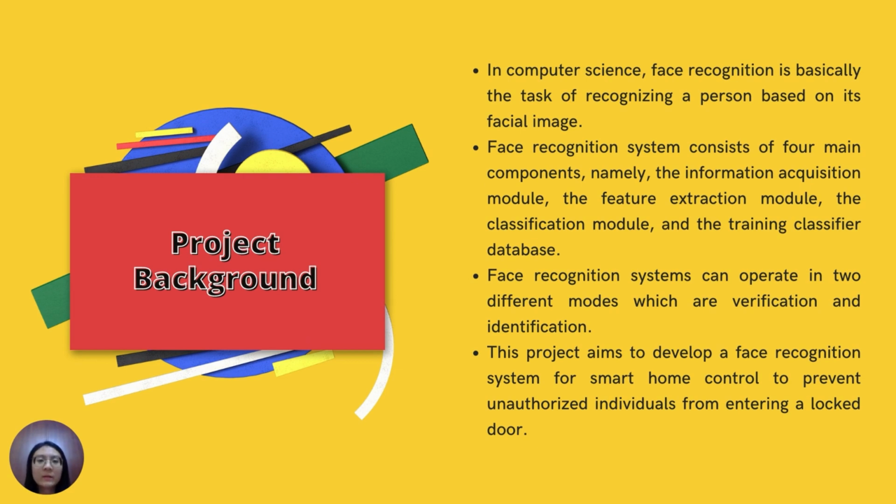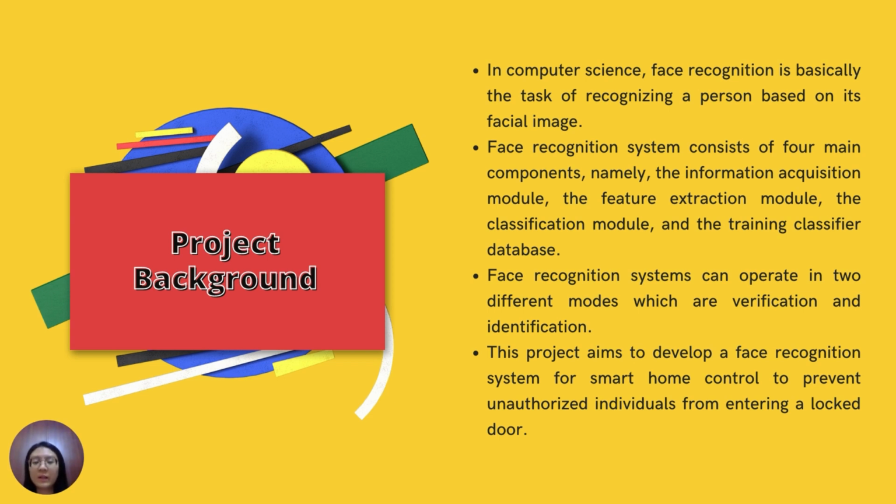For the project background, face recognition in computer science is a technology capable of recognizing a person based on a facial image. This face recognition system consists of four main parts, which are the information acquisition module, the feature extraction module, the classification module, and the training classifier database. In conclusion, the face images are collected to be extracted and analyzed into identity information, so it will be easier for the classifier database to determine or classify the face information.